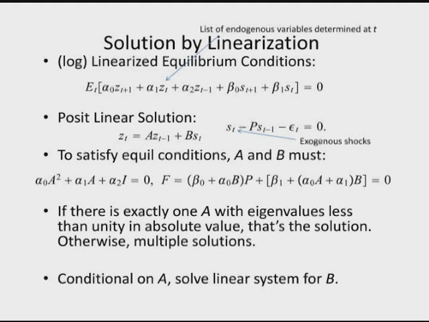The general thing is here you have these dynamical equations. Think about these as the Euler equations, but also the resource constraint and all the equations that characterize the equilibrium are all lumped into here. And they involve two types of variables. One type of variable is this vector S, which is the exogenous variables, either the shocks. And another type of variable is this vector Z, where Z_t contains all the endogenous variables whose values are determined at time t.